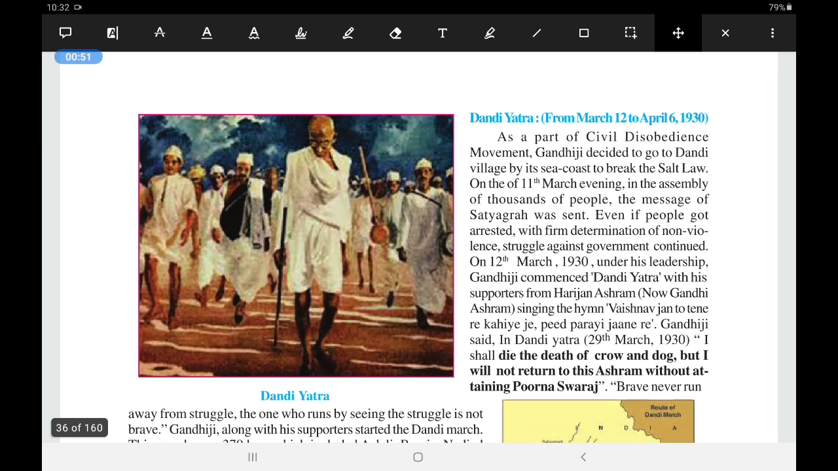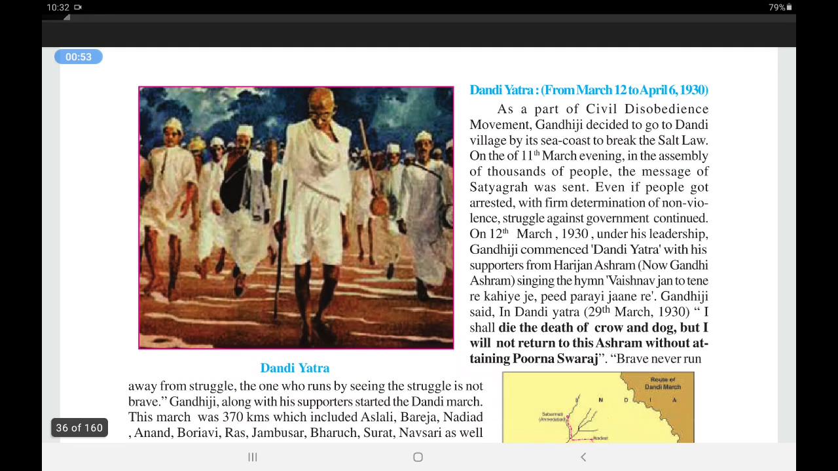Today we are going to see about Dandi Yatra. Now most of you know about Dandi Yatra. Most of you have studied about it in your lower standards, in one way or another. Here we are going to talk about Dandi Yatra from March 12 to April 1930, as a part of the civil disobedience movement. Gandhi had started the civil disobedience movement.